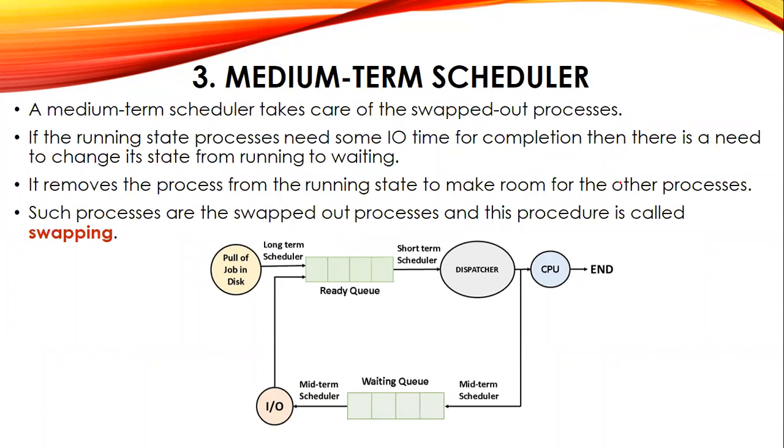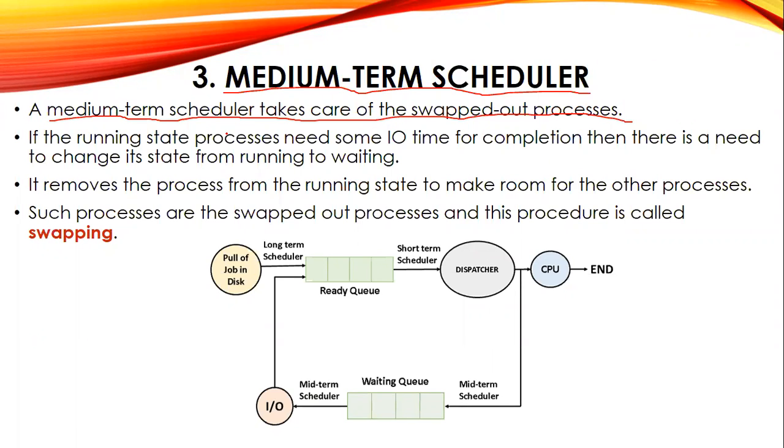Okay, let's continue. The other one is medium-term scheduler. Medium-term scheduler takes care of the swapped out processes. Swapped out, swapped in means when you move something from main memory to secondary memory, it is swapped out. When it comes back from secondary memory to main memory, it is swapped in.